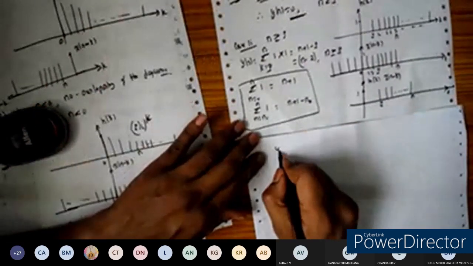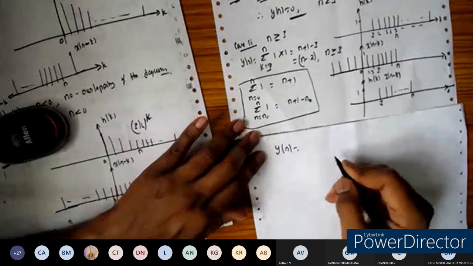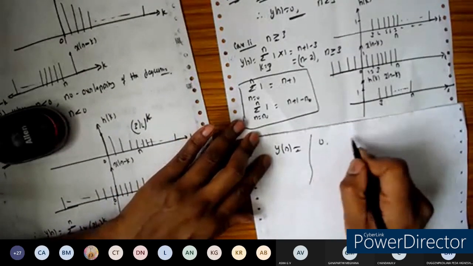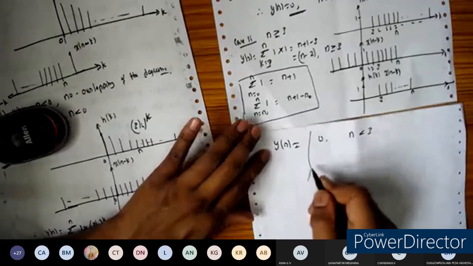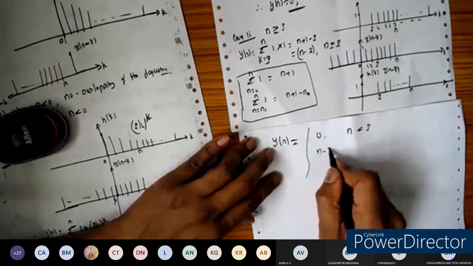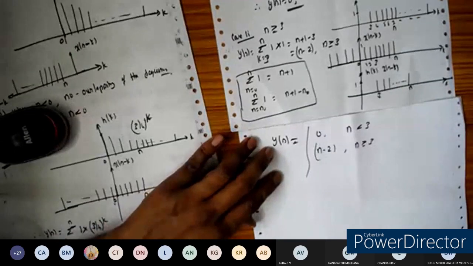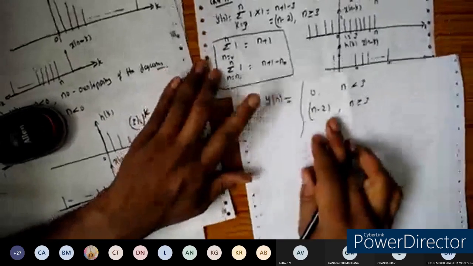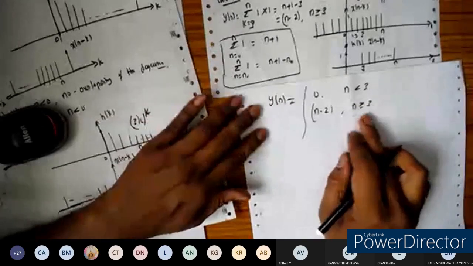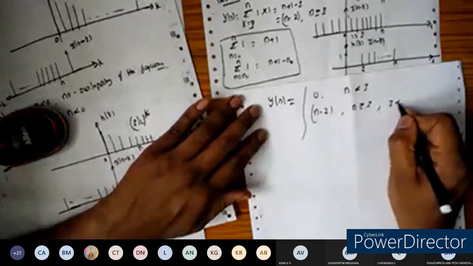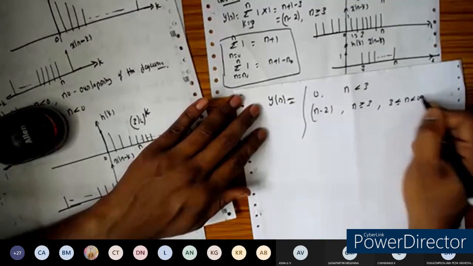Any doubts? Now let us summarize the value of y of n. I'm not getting whether you people are able to understand or not, whether you are following or not. So this is 0 for n is less than 3, and this is equal to n minus 2 for n is greater than or equal to 3. We can express this in terms of the unit step function also. This is n is greater than or equal to 3, or else I can write 3 is less than or equal to n is less than infinity.